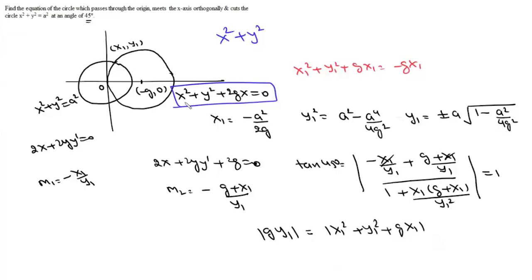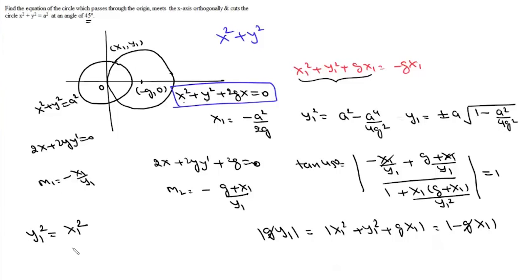Now we know that x1 square plus y1 square plus 2gx1 equals 0. So from here we'll get x1 square plus y1 square plus gx1 is equal to minus gx1. So they'll be equal to minus mod of gx1. Now this g and g will cancel. If we square it, we can write y1 square is equal to x1 square.